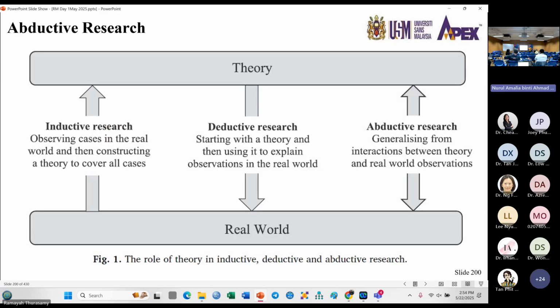This is called the inductive research. The inductive research is based on observing real world problems here. From here, you try to come up with your research one. Here we are using a theory to explain the problem in the real world. Here we are going both ways. We actually look at the real world problem, look at the theory, and try to meet halfway. That's why we call that abductive research. Both ways. This is qualitative, this is quantitative. The third one is mixed method. Okay. Any question?